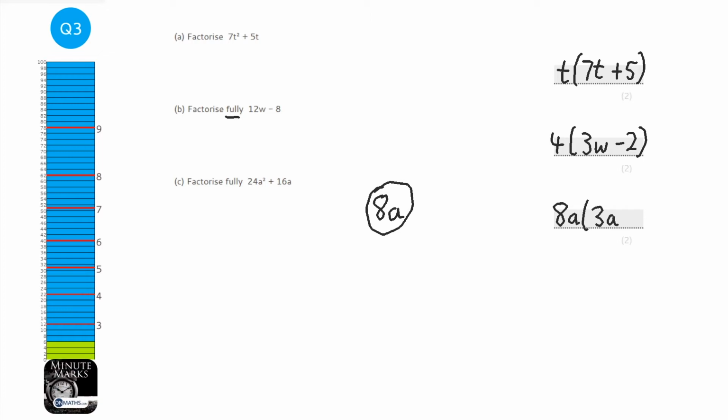What do I times 8 by to get to 16? 2. And what do I times a by to get to 16a? So it's just going to leave it because the a is on the outside of the bracket. So a times 2 is 16a, so I don't need an a there.